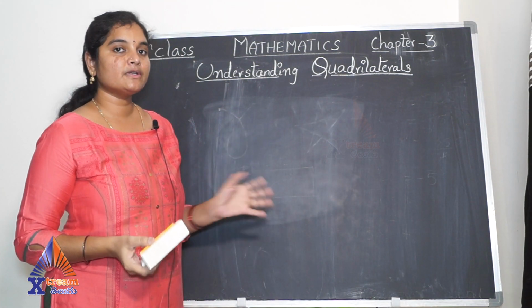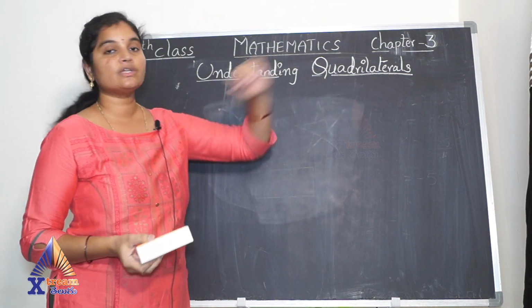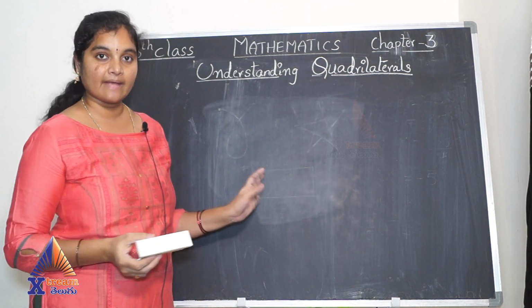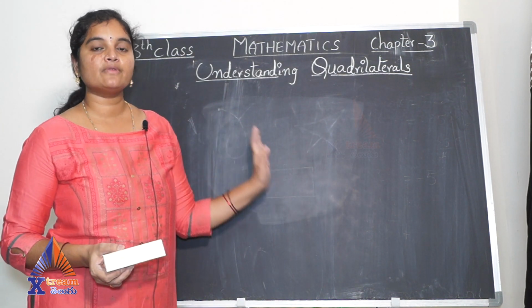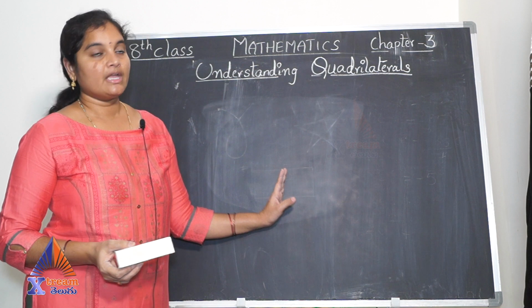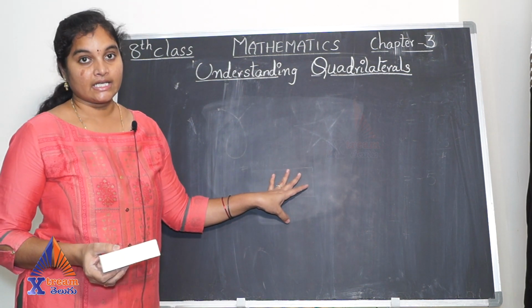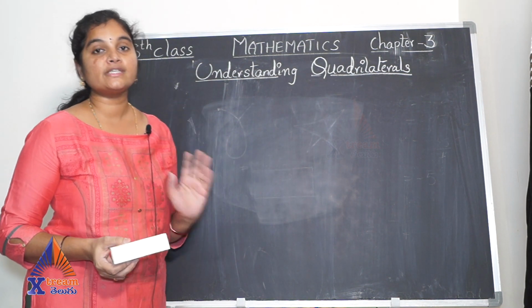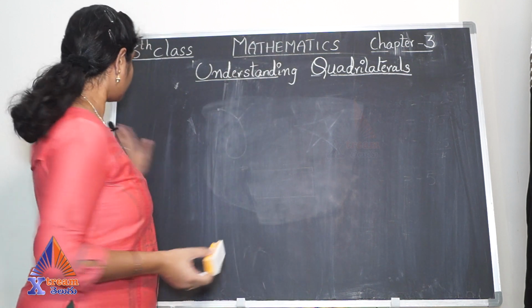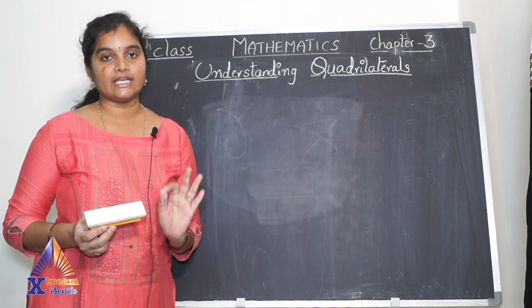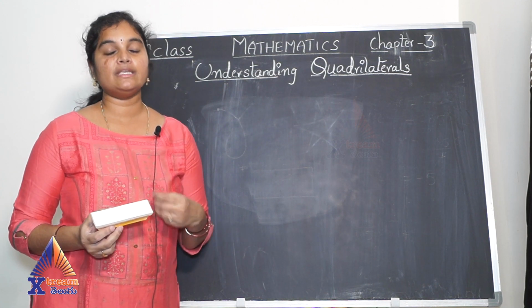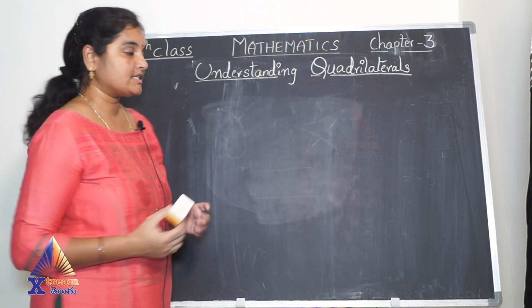Now how does this simple closed figure relate to quadrilaterals? As you have seen in the example, the plane surface of this board is nothing but an example of a simple closed figure, and it is in the shape of a rectangle. Since it has four sides, 1, 2, 3, 4, four sides, we call it a quadrilateral. Quadri means 4.